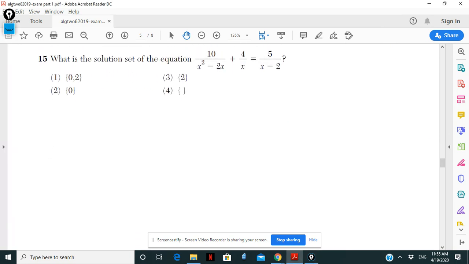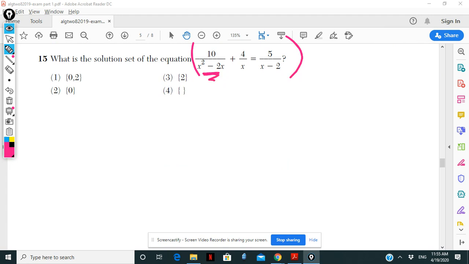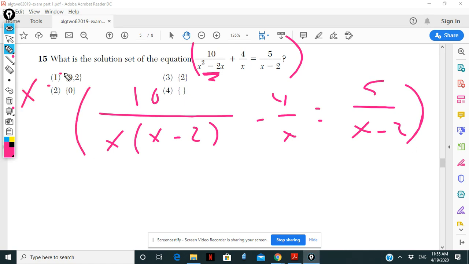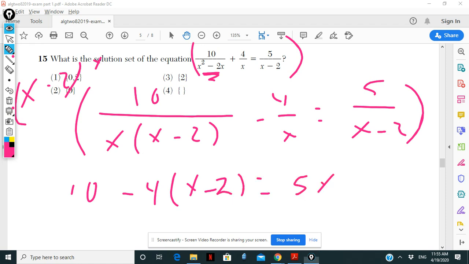Now, what is the solution for that equation? First, I have a common factor, x minus 2. Here is 10, and 4 over x minus 2. I'm going to multiply the whole equation by x minus 2 multiplied by x. So that cancels out. I have 10 minus 4 multiplied by x minus 2 equal to 5x.